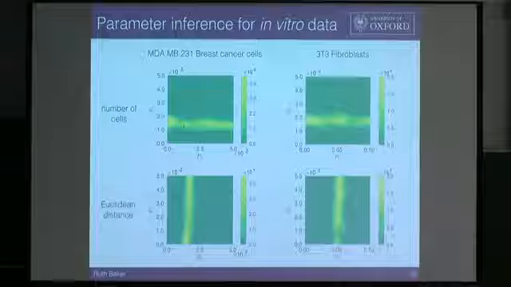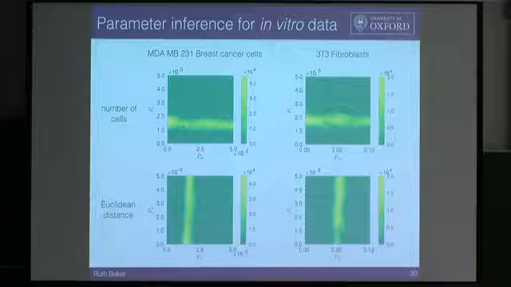So the red dots are estimates obtained previously elsewhere for the same assay and the same experiments. I think we were pretty consistently hitting the same parameter values. The only one where there is some difference is for the fibroblasts, and I think it's probably due to the fact that we used different cell tracking methods.